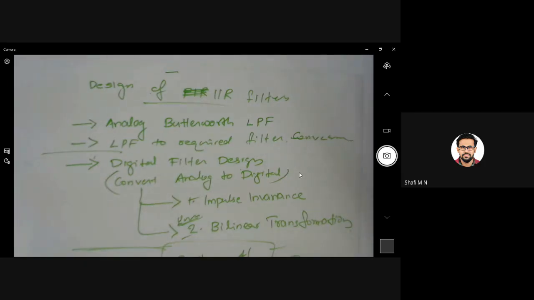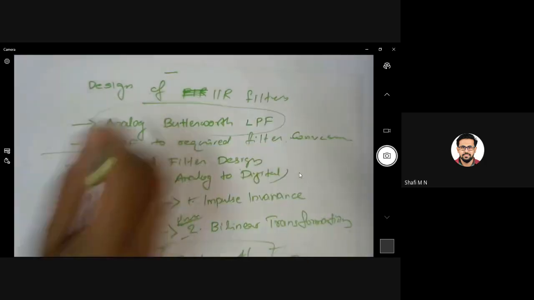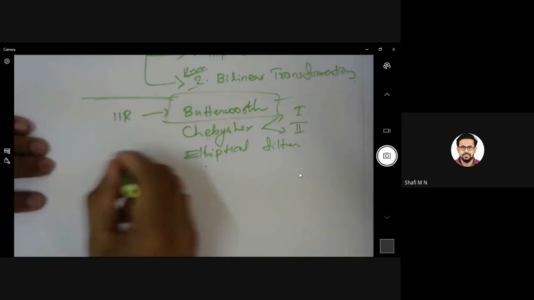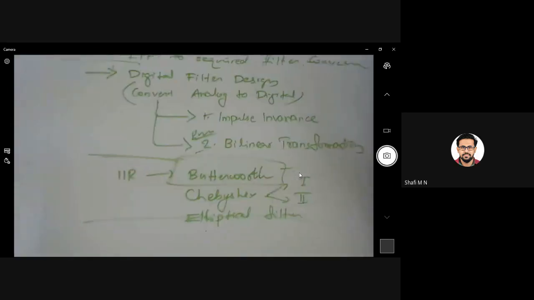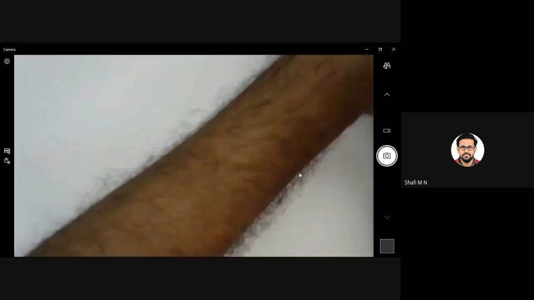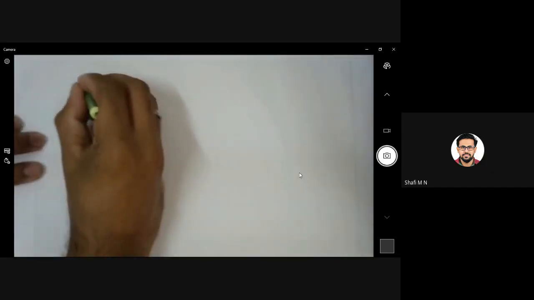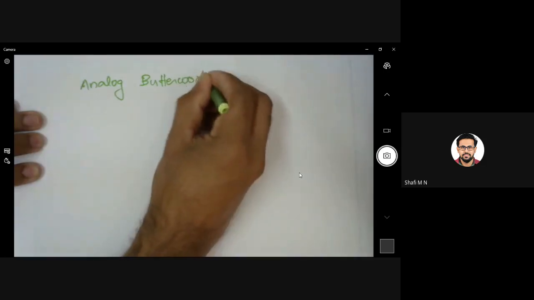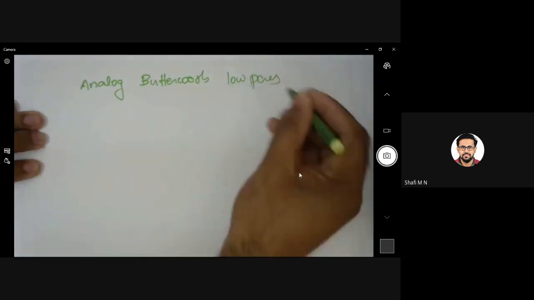Design of analog Butterworth. Definitely you have to start. That's fundamental. You have to start by designing an analog Butterworth low pass filter. So you can make a heading: analog Butterworth low pass filter.